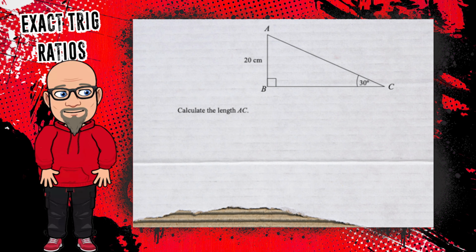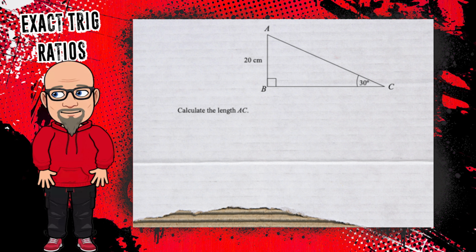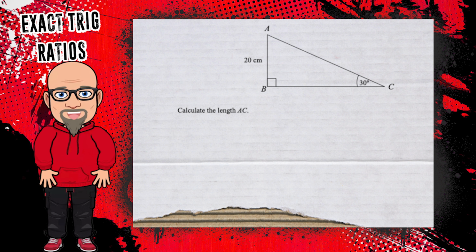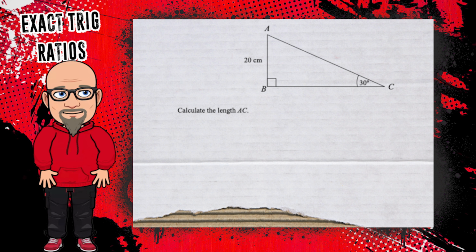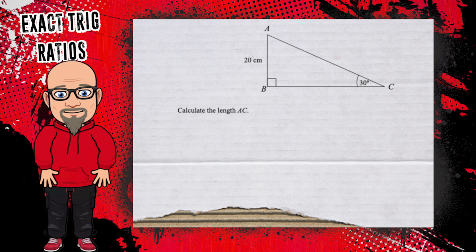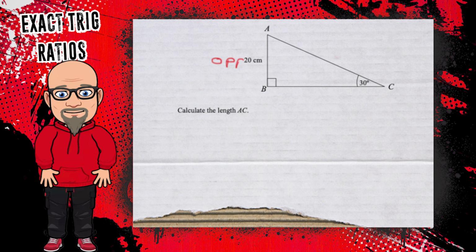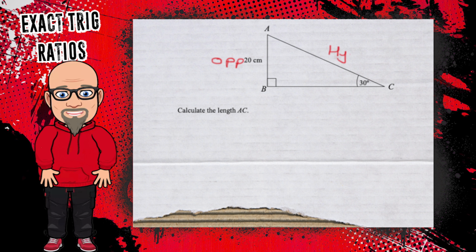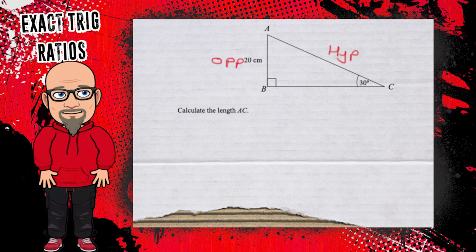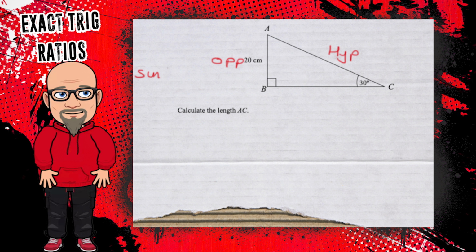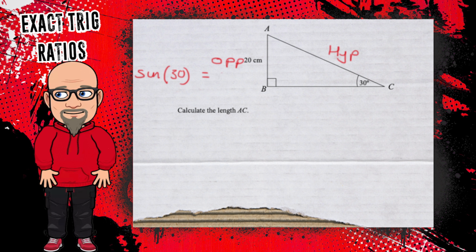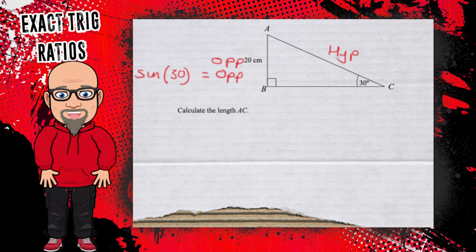We're going to look at this question, and you can see that it's a trig question without the use of a calculator. So we need to be a little bit smart as to what we're going to be using. If we look at the triangle, we've got the angle, we've got the opposite, and we're after the hypotenuse. Because of that, I know I'm going to be using the sine function. So it's going to be sine of 30 is equal to opposite over hypotenuse.